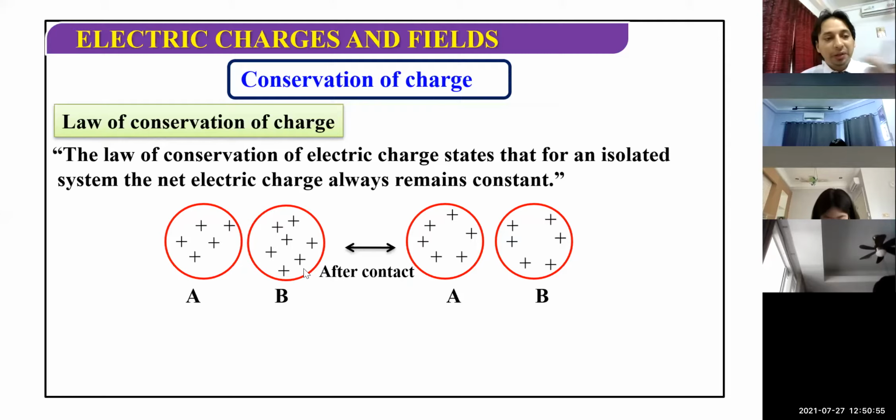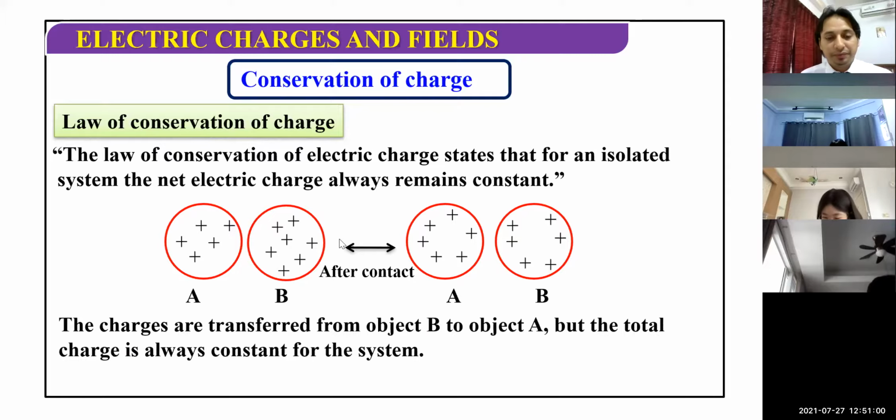After understanding the meaning of the law of conservation of charge, we want to move ahead. You can read it here that the charges are transferred from object B to object A, but the total charge is always constant for the system. System means the system of two bodies A and B. Before making contact, the total charge was 7 plus 5, that is 12, and after contact it is still 12 positive charges on the system.